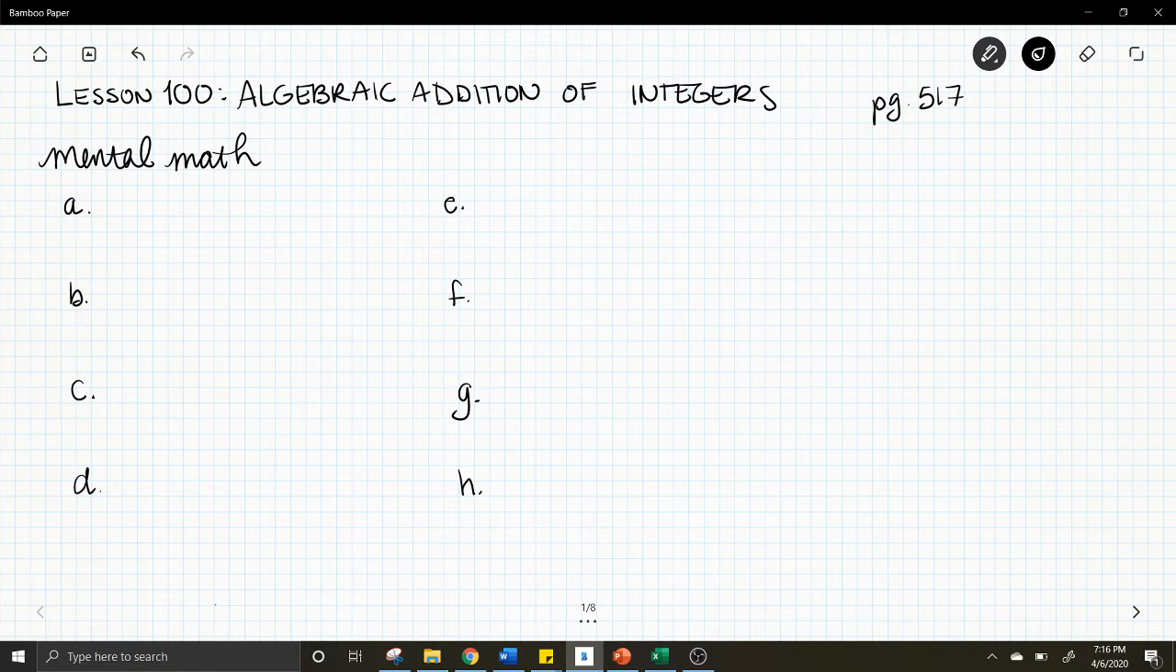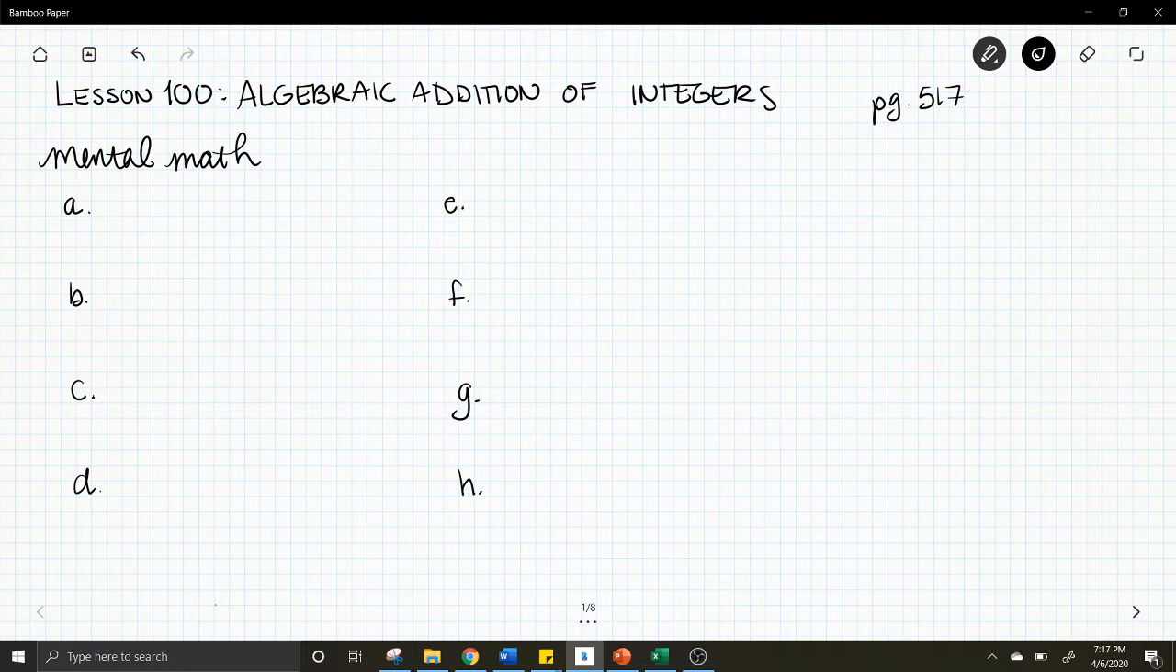So as per usual, we will start with our mental math. So make sure you have your textbook and that you're on page 517. And then just follow along as I read the questions and you can say the answers out loud. You can write them down, whatever you want. Just make sure you're participating and that you're following along. All right, so let's start with letter A on page 517.